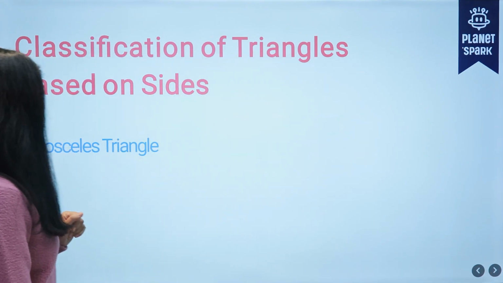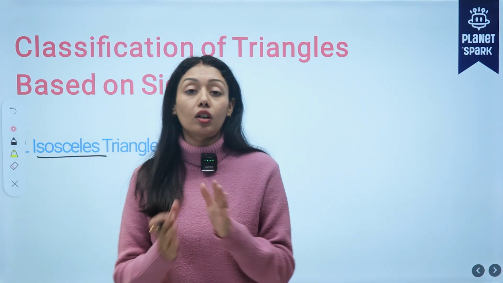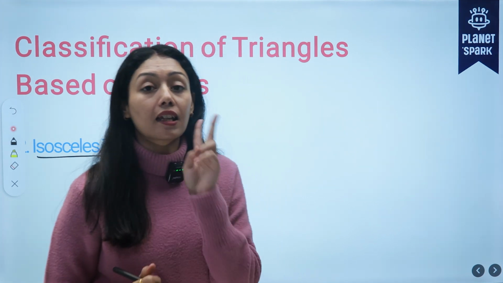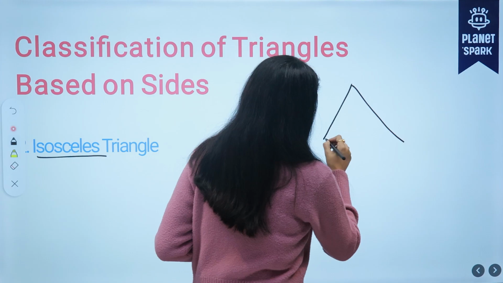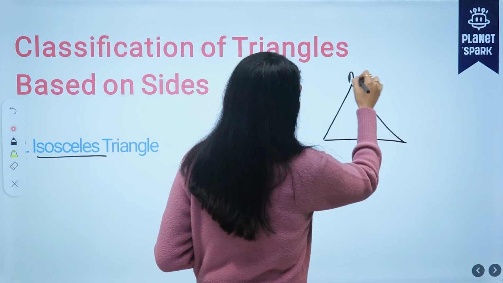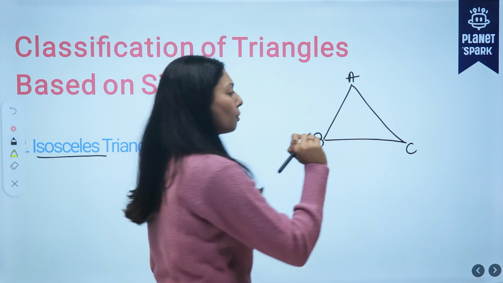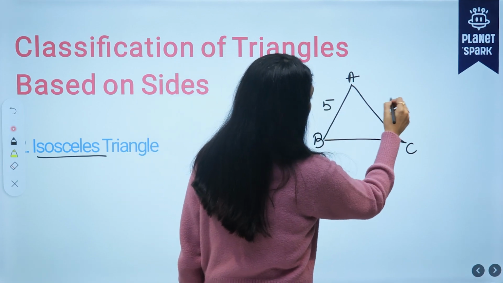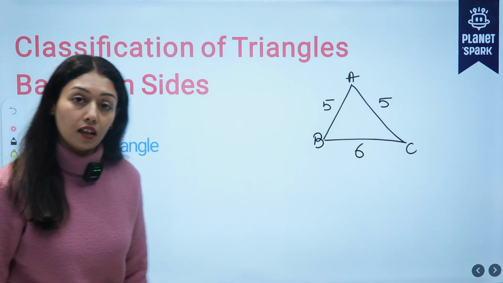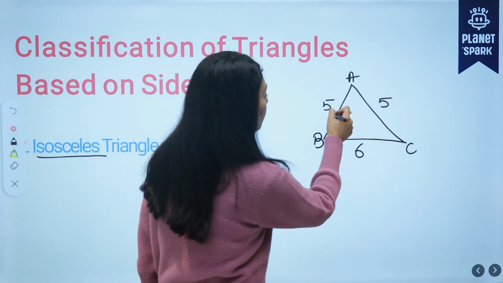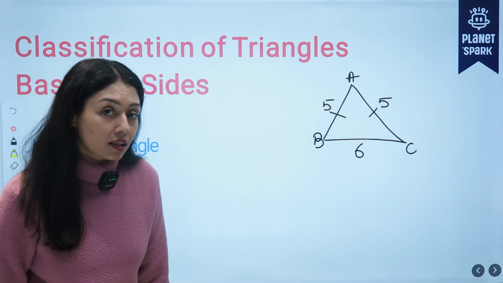Now, next type of triangle is isosceles triangle. Now, in this triangle, what is there? 2 sides are equal, or we can say 1 pair of side we have as equal. Again, let's assume a triangle here. Let's say this is triangle ABC. दो sides का measure हमें given है 5 centimeter, 5 centimeter and the third side is 6 centimeter. Yes. So what can we see here everyone? 1 pair of side is equal or 2 sides of a triangle are equal.